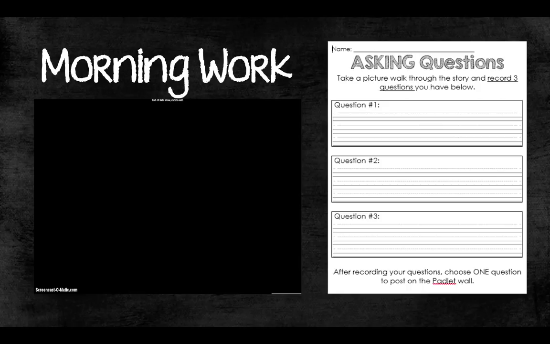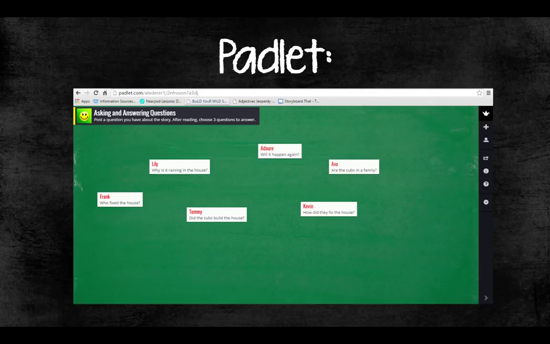And then after recording 3 questions, they had to choose one of those questions to post on a Padlet wall. And at this point, my students had used Padlet a lot, so they were able to use it independently. So after asking the 3 questions, they had to choose one to post on the Padlet wall. And if you want more information on Padlet, you can just Google search Padlet. It's very easy to use, but essentially it's just an online bulletin board for students to post things and other students can see it.